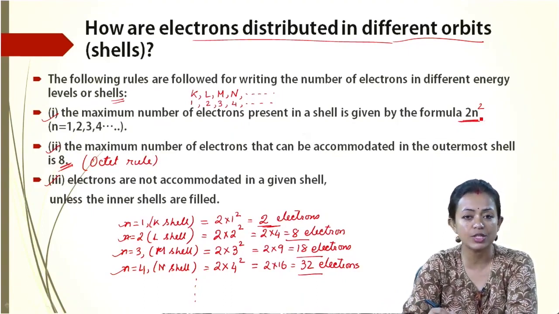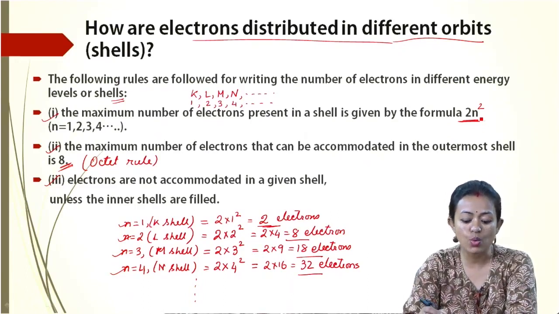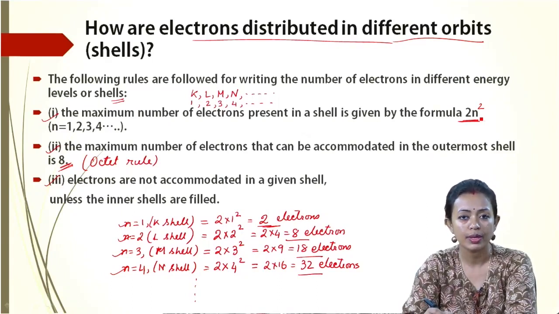The second rule is that the outermost shell should always follow the octet rule. That is, the maximum number of electrons possible is 8. The exception is that only the K shell or the first shell can hold only 2. But beyond that, all the shells need to have a maximum of 8 electrons.